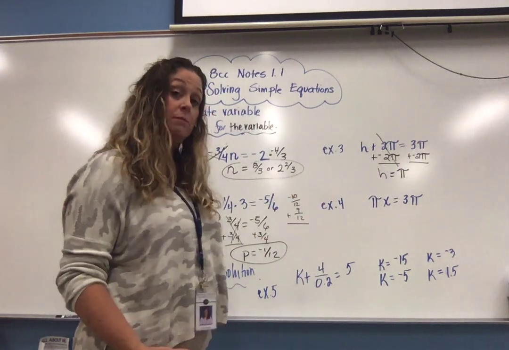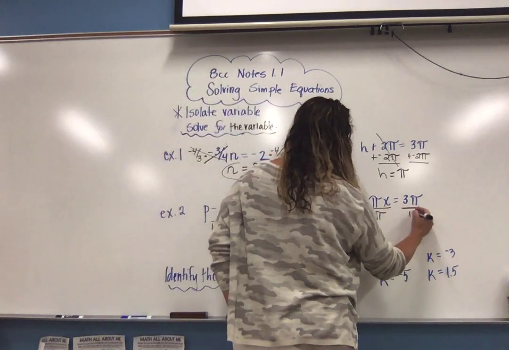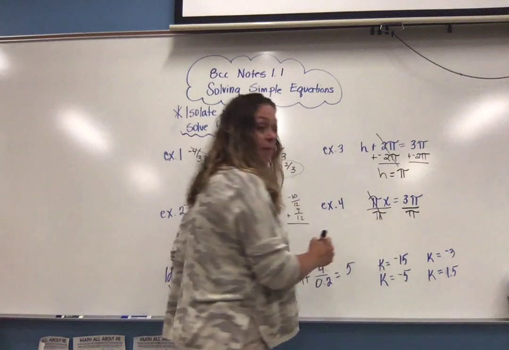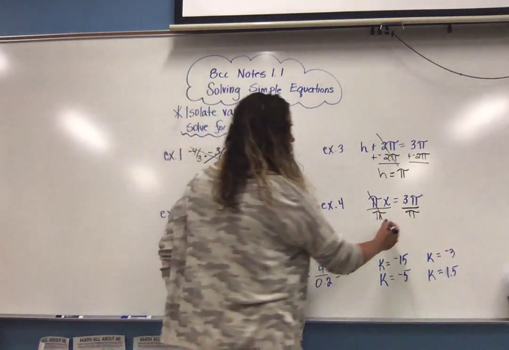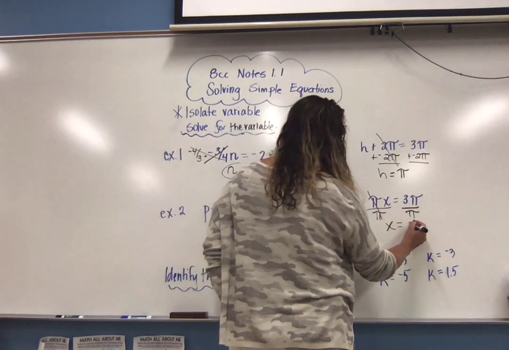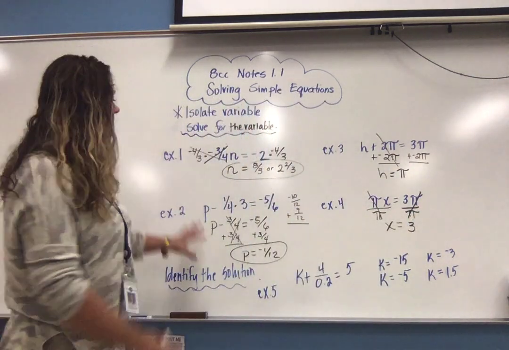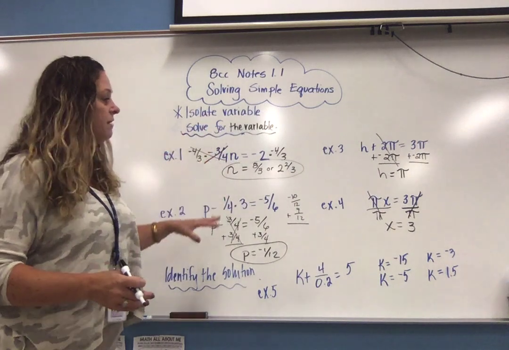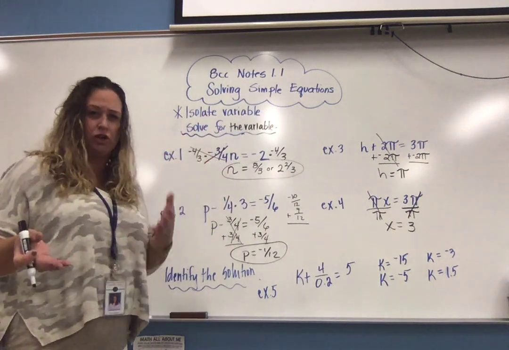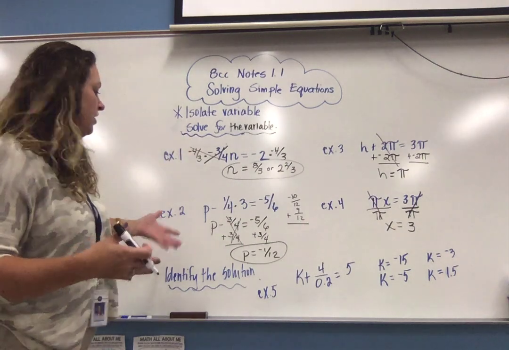In example 4, I'm solving for x. Pi is being multiplied by x, so I divide both sides by pi. Pi divided by pi is 1, so I'm left with x. And then I have 3 pi divided by pi, which is just 3, because pi divided by pi is 1. So in these first 4 examples, my work shows what your work should look like. Even if you can do it in your head, you've got to show the work.